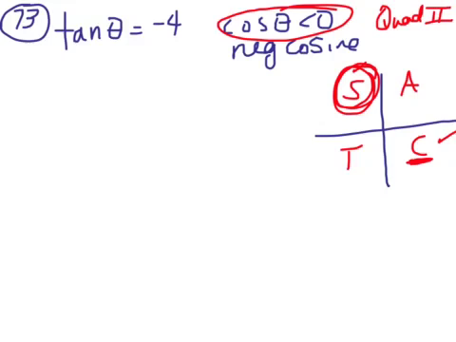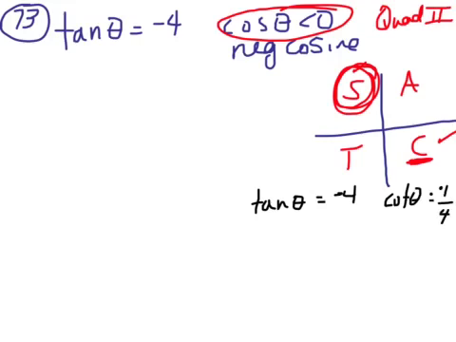Now, did they ask me for the angle? It says use the given value and the trig identities to find the remaining trig functions. They're not asking me to tell them what the angle is here. They just want all the rest of the trig functions. So here's what I know. I know tangent theta is -4. So if I just flip that fraction to get my cotangent, it's going to be -1/4.